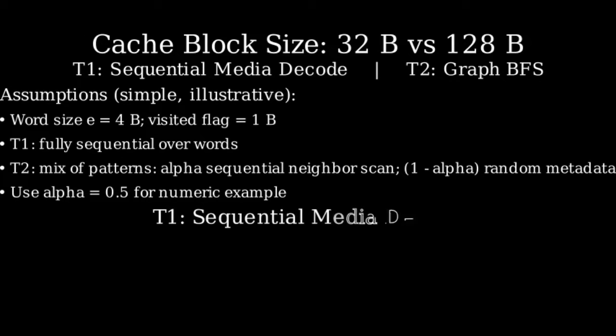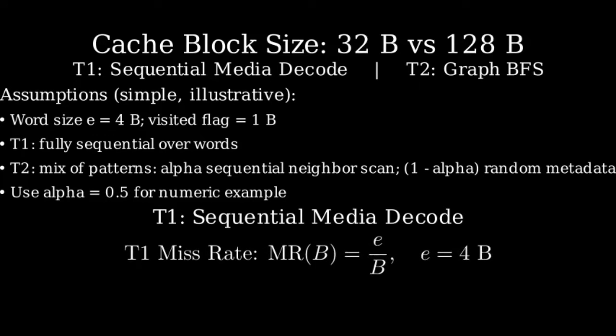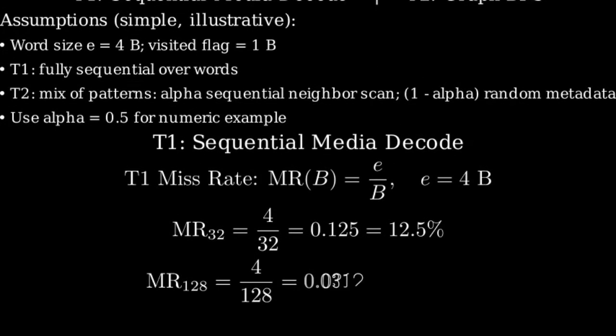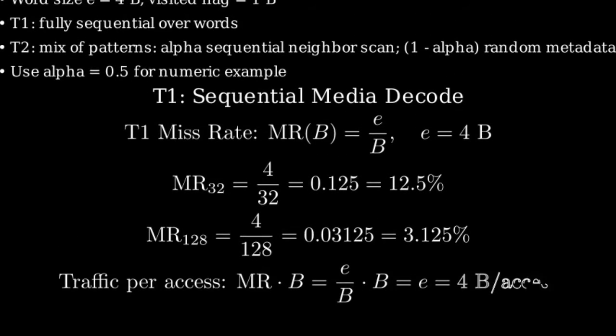For the sequential media decode, every byte will be consumed in order. A simple model says the miss rate for block size B is word size over B, MR equals E divided by B, with E equals 4 bytes. MR for 32 bytes is 4 over 32, which is 0.125. For 128 bytes, it is 4 over 128, which is 0.03125. For bandwidth per access, each access ultimately transfers about 4 bytes from memory over time because the entire block is used, so traffic per access is MR times B equals 4 bytes per access in both cases.